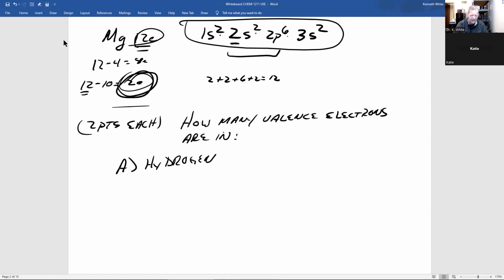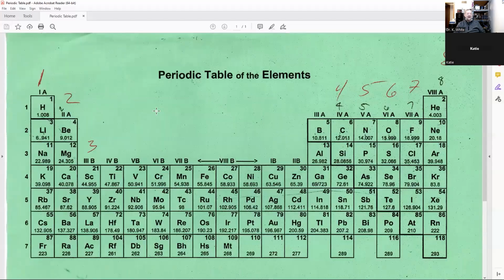So the question is, how many valence electrons are in hydrogen? Well, how do you do that? Well, you have to know the chemical symbol of hydrogen is H. You don't have to write it down, but you have to know it. Then you go to your friendly neighborhood periodic table and you look at hydrogen, H. You look at the top, I, or the number 1, and that tells you how many valence electrons, the outermost electrons, are in hydrogen, and that's 1.